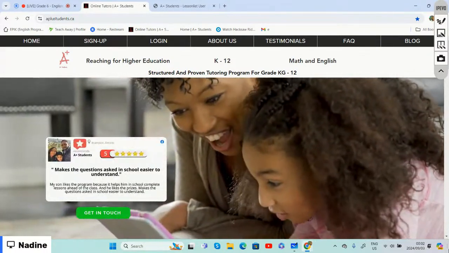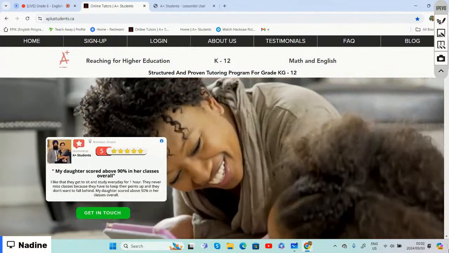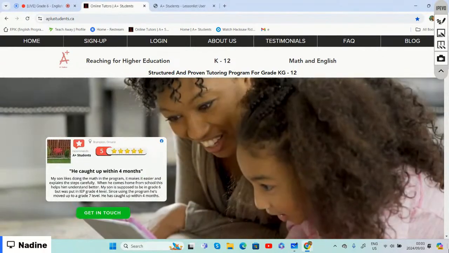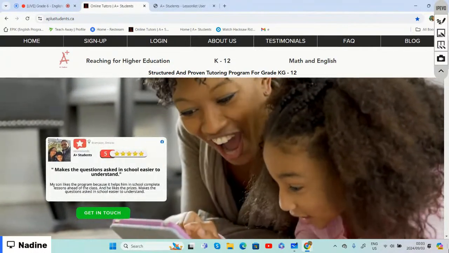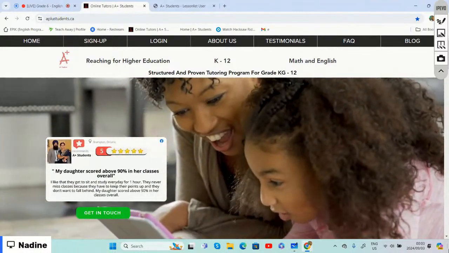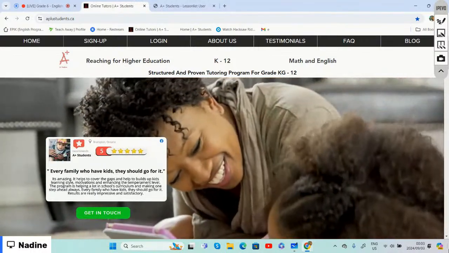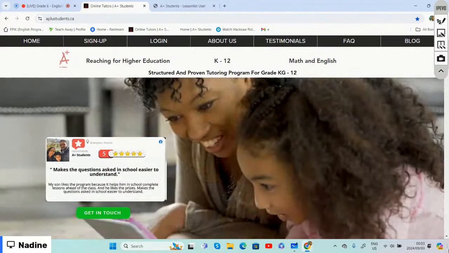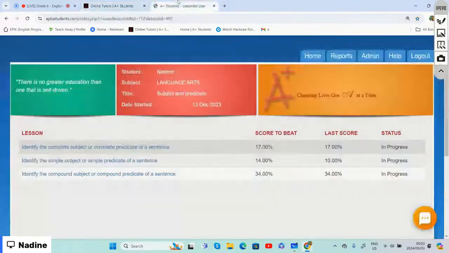and then we're going to select the subject of English Language Arts. We are doing grade 6, and the lessons that we are focusing on under the chapter is to identify the compound subject or compound predicate of a sentence.